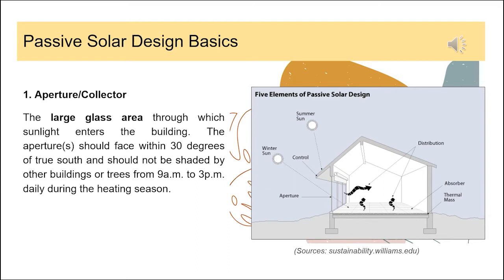The aperture should be facing within 30 degrees of true south and should not be shaded by other buildings or trees during the heating season. This is because during the heating season, the house is going to be really cold and we need the sunlight to get through the window and warm up the floor. And the heat absorbed by the floor will be transferred and will benefit during night time or cold time.